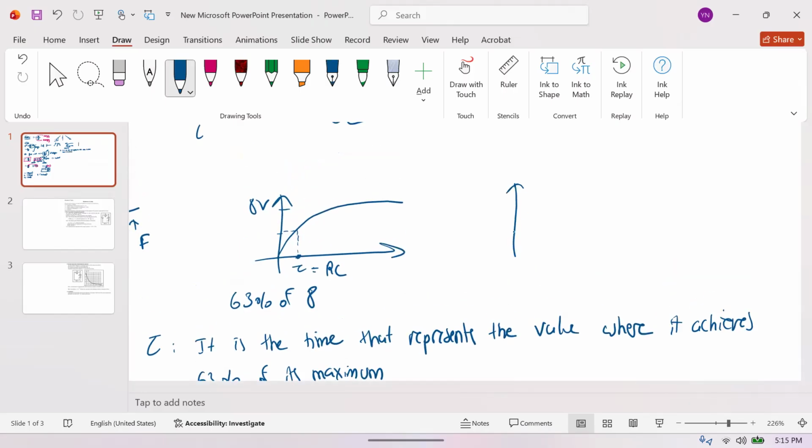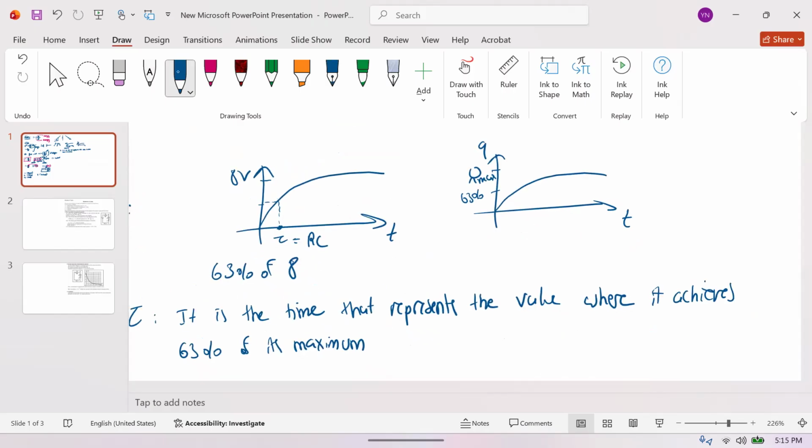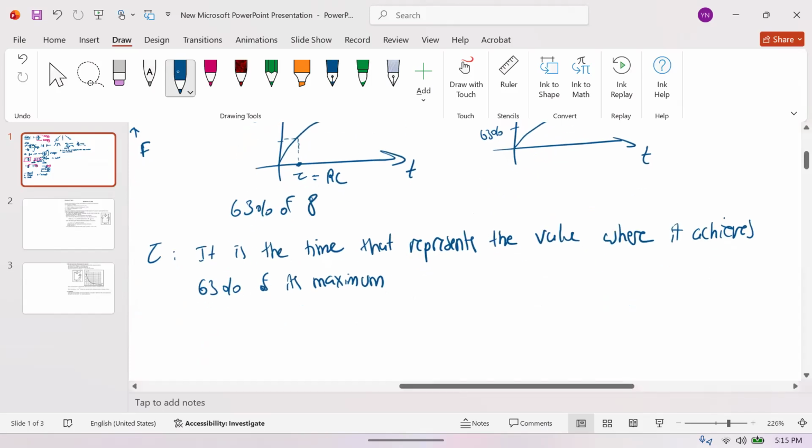But simply we can have a curve for Q. Q in function of time. We can have one here, maximum Q. Q max. So it's also 63% of the Q max. So I didn't simply just say the voltage. It achieves the 63% of the maximum voltage. I said the maximum value, okay, because it can be voltage or charge.